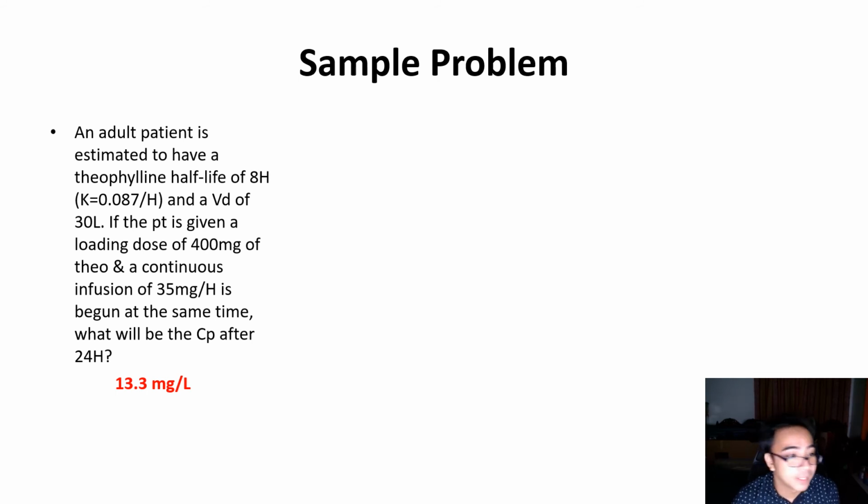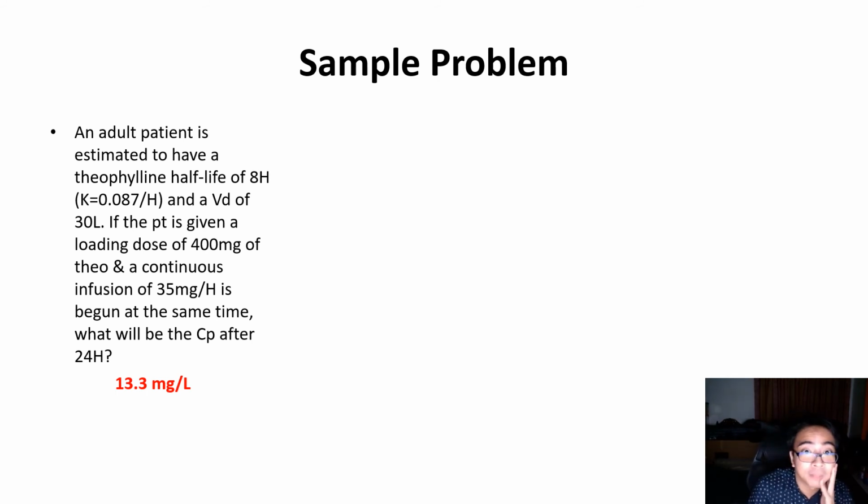Okay, so here's another sample problem. An adult patient is estimated to have a theophylline half-life of 8 hours. K is 0.087 per hour and a VD of 30 liters. If the patient is given a loading dose of 400 milligrams of theophylline and a continuous infusion of 35 milligrams per hour is begun at the same time, what will be the plasma concentration after 24 hours?